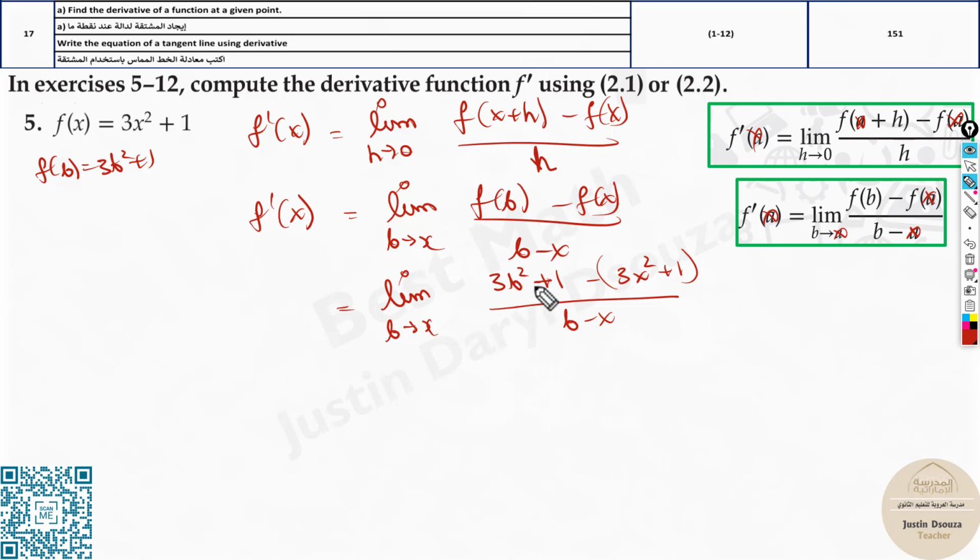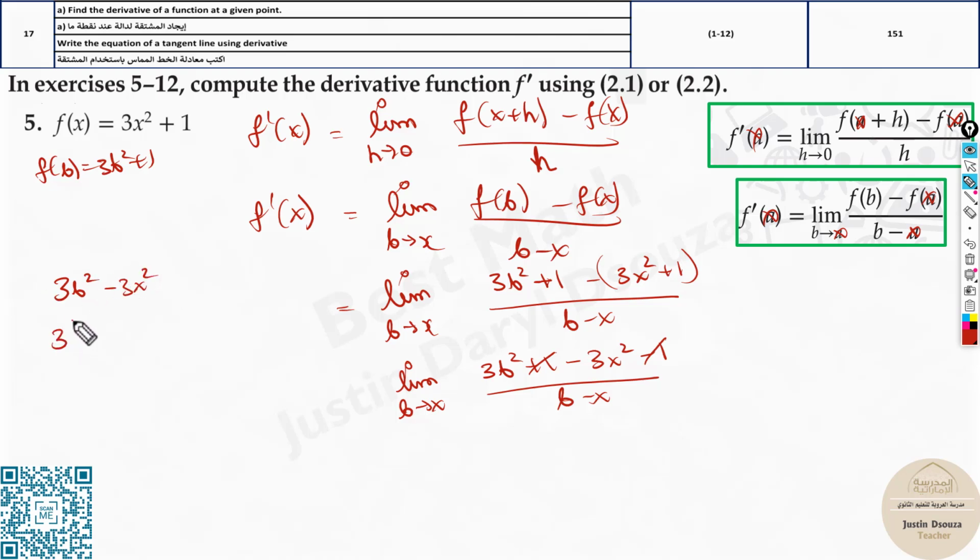What do we do here? We can't apply the limit directly. If you put x minus x, it's 0 and it's undefined, because you're subtracting the same variable, it becomes 0 here. So let's simplify it. How can we simplify? 3b squared plus 1 minus, multiplied inside, will be minus 3x squared minus 1, divided by b minus x, and this limit b tends to x. Now the plus 1 and minus 1 cancel off, so you're remaining with 3b squared minus 3x squared.